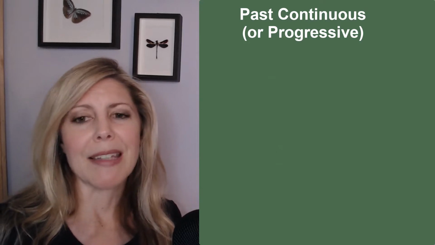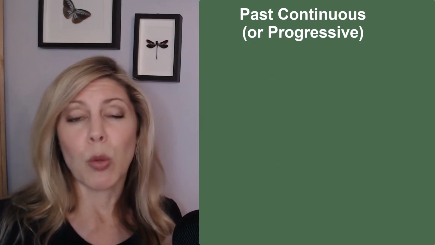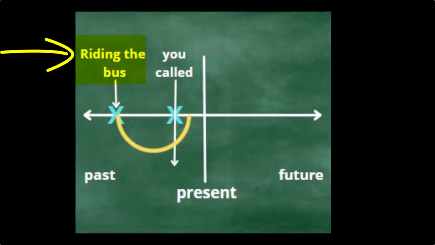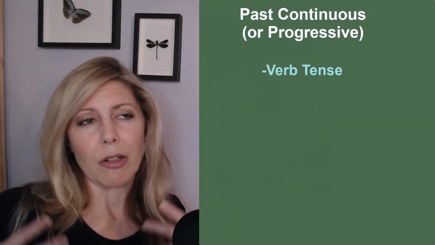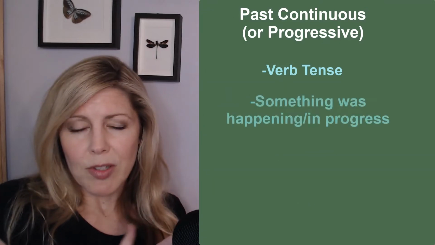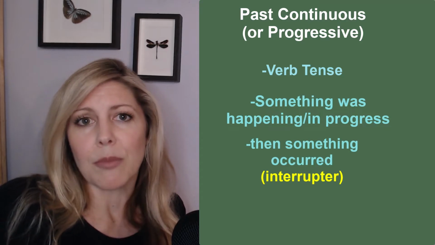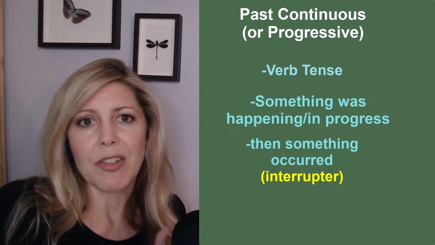What is the past continuous? Well, it's one of the 12 verb tenses. It is an action in the past that began earlier and was in progress when another action occurred. Sometimes we call that second action the interrupter. There doesn't always have to be an interruption or a second action, but usually that's how we use this tense. Usually there is something that occurred. So something was happening, something was in progress, and then something else occurred. Sometimes it interrupted it, but something else happened.